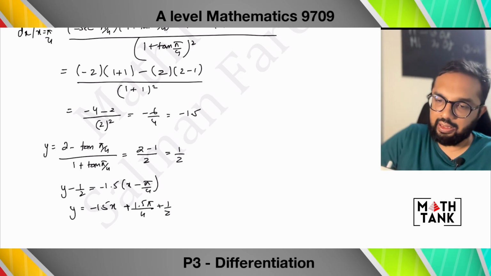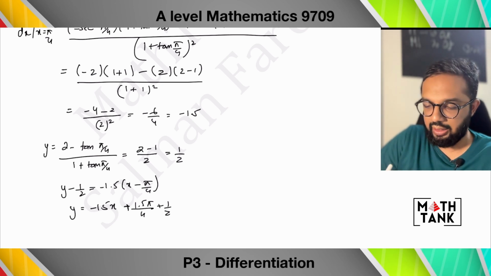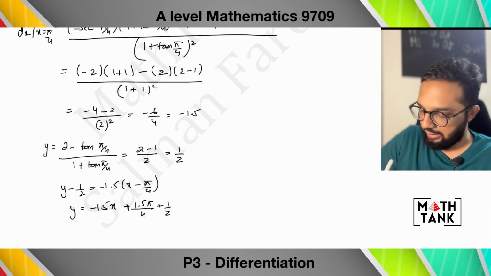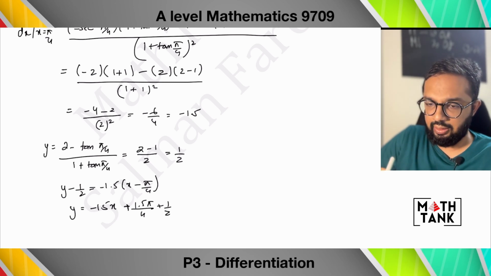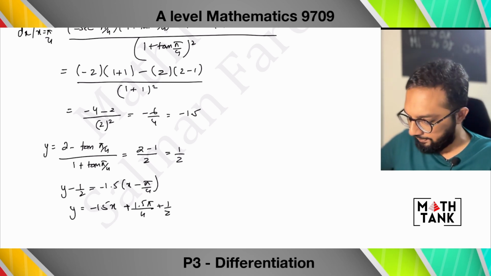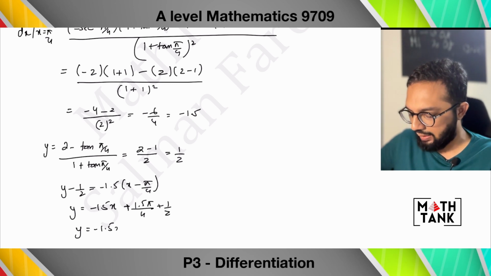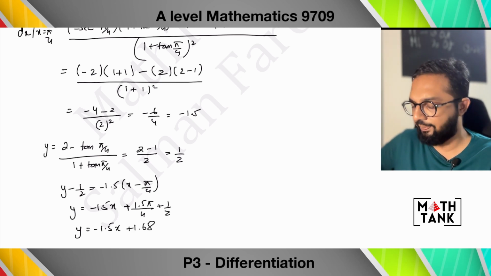Let's see what I get in decimals, because I need a decimal number here. That's the requirement of the question. I am not creating that requirement. So I get minus 1.5x plus 1.68.